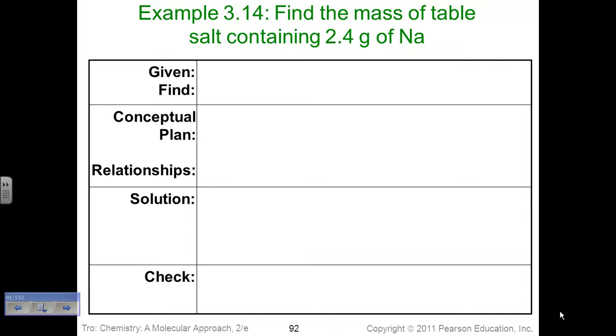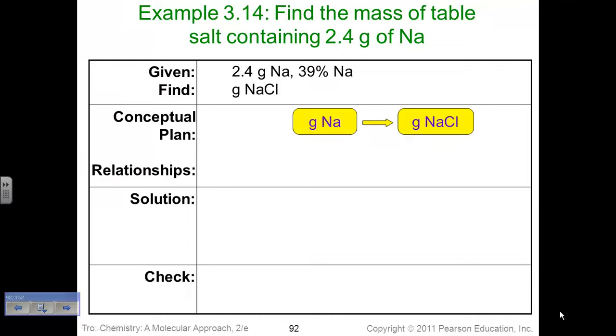So let's see what I mean with an example. Find the mass of table salt that contains 2.4 grams of sodium. Now, table salt is a common name for a compound. Perhaps you know, perhaps we don't. We're just beginning chemists here. Sodium chloride is the name for table salt. If we're given 2.4 grams of sodium, and the formula NaCl is for table salt, we first go to work and find the percent by mass of sodium in sodium chloride, part over whole. That's where the 39% came from.